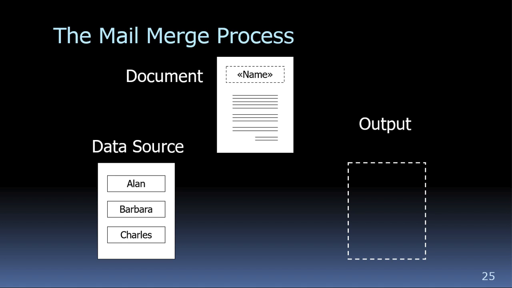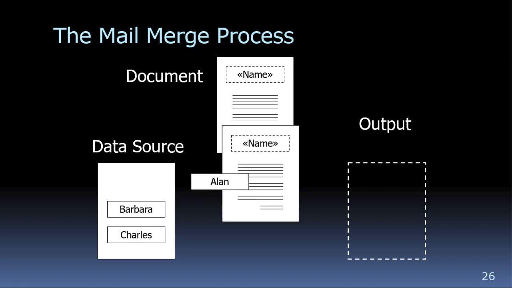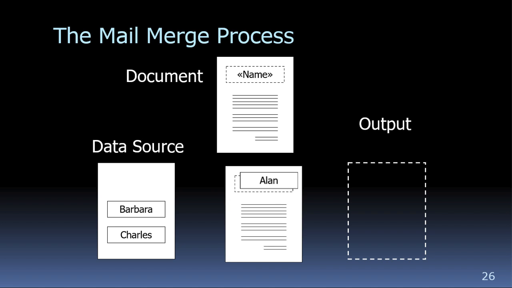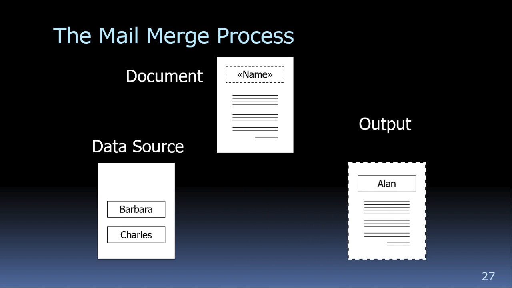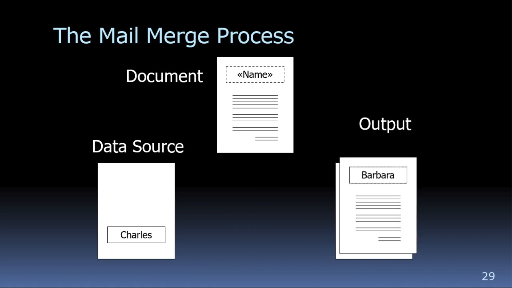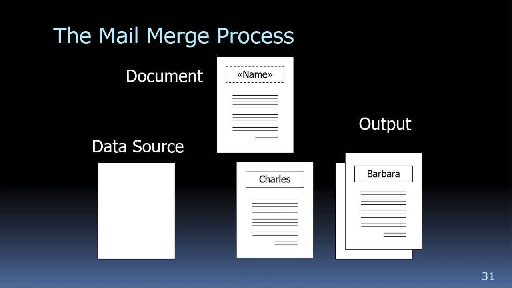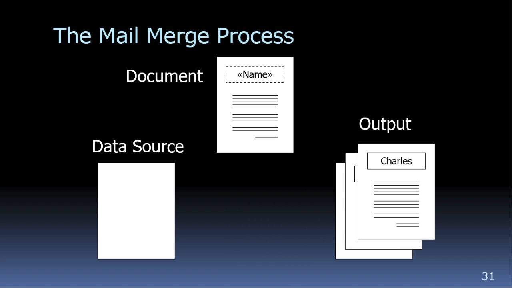The process looks something like this. We have a very simple data source here on the left. We have a document, and we're going to combine the document with the data source in order to produce the output. So we have a little placeholder there for the name, or merge field. The process takes the name, puts it into the merge field, and then puts it in the output. For the second case, same thing: it takes the name, puts it into the merge field, and puts it into the output tray. And the same thing for the third one: it takes the third name, puts it into the merge field, and then outputs another letter.